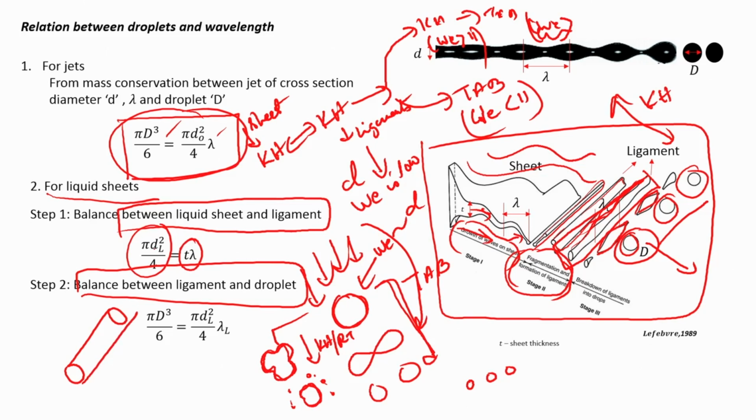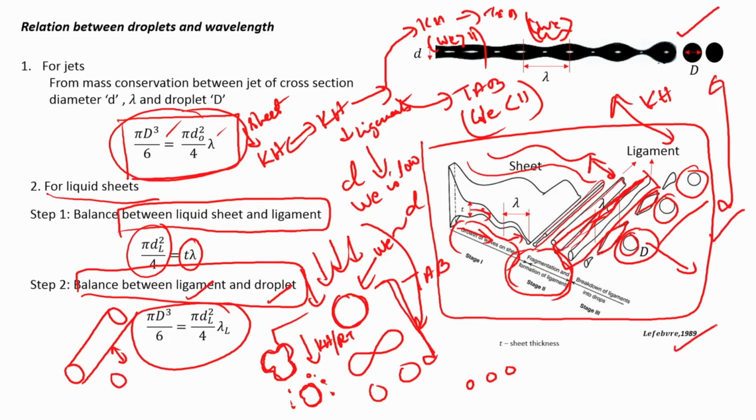L cancels from both sides, and then you get a balance. So, this is a balance between the liquid sheet and the ligament. Then from the ligament and the droplet you get another level of balance, because that also has this wavelength on top of the ligament surface. So, from there to the drop, you can add another mass balance. So, simple exercises. Whether it is a jet like this, or whether it is a sheet like this, whatever the configuration, most of these fall within these two configurations, we can actually show this.